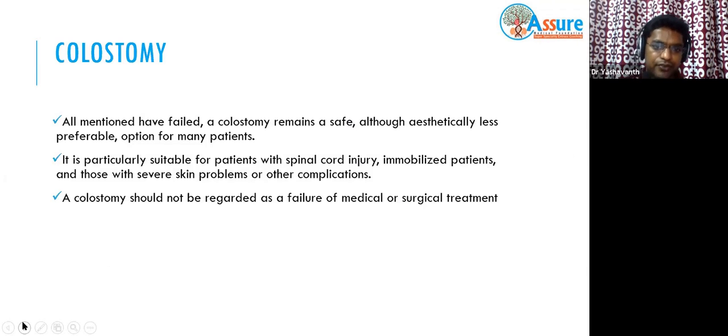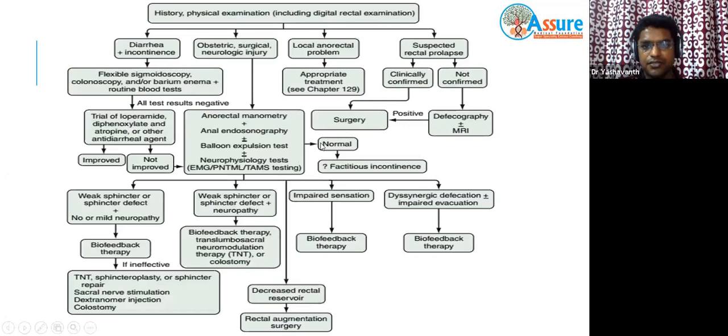Colostomy, again in refractory cases, can be considered safe but aesthetically less preferable. It is particularly suitable for patients with spinal cord injury, immobilized patients, and those with severe skin problems or other complications. Colostomy should not be regarded as a failure of therapy. It should be considered as a form of therapy in refractory cases.